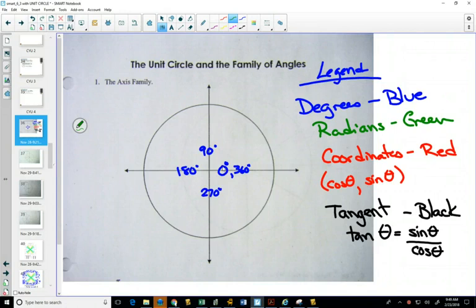Now we're going to look at putting these same angles in radians. So on this axis, we'd have 0 radians or 2 pi radians, because 360 degrees is 2 pi. 180 degrees, that's pi radians. 90 degrees is half of pi, so pi over 2. And since 270 degrees is 3 times 90 degrees, 270 degrees is 3 pi over 2.